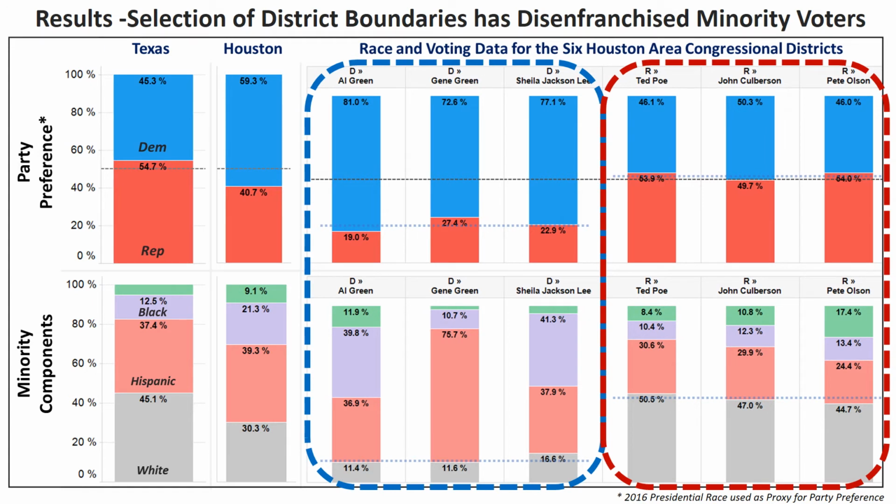Now we can compare these same results for the 6 Houston area congressional districts, 3 Democrat and 3 Republican. Note the minimal number of white voters in the 3 Democratic districts, much less than the expected 30% for the Houston area average. These 3 districts show a very different distribution from state and local levels of diversity. Democrats carried these districts by wide margins. Alternatively, Republican districts have significantly more white voters than the citywide average. This mix helps to ensure a slim Republican victory.